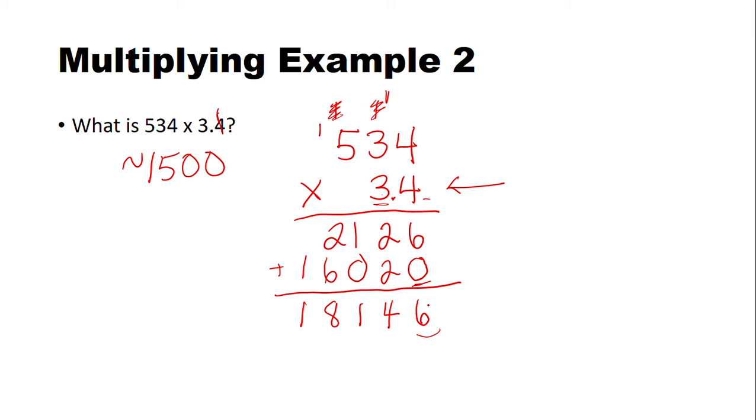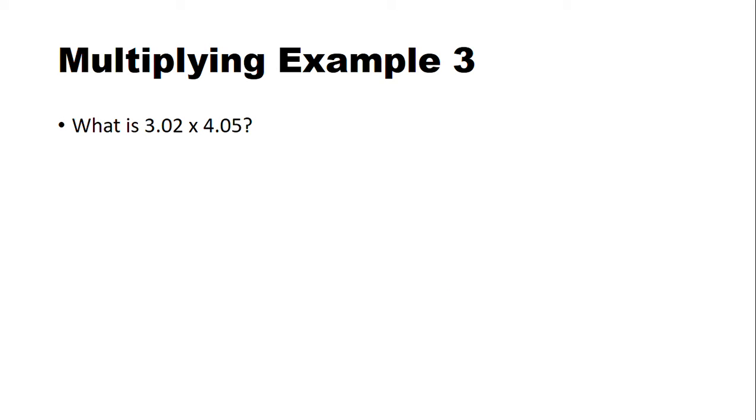So I could look back and say, okay, well, I have 1 decimal place, so my decimal is going to go over 1. And also, I could just look over and say, well, it's supposed to be around 1,500. So even if I forgot to count up my decimals, I should be able to figure out where my decimal would go based on the fact that this needs to be somewhere close to 1,500. So 1,814.6 is my answer. Okay, one more quick example, and then we'll set you off to your work.